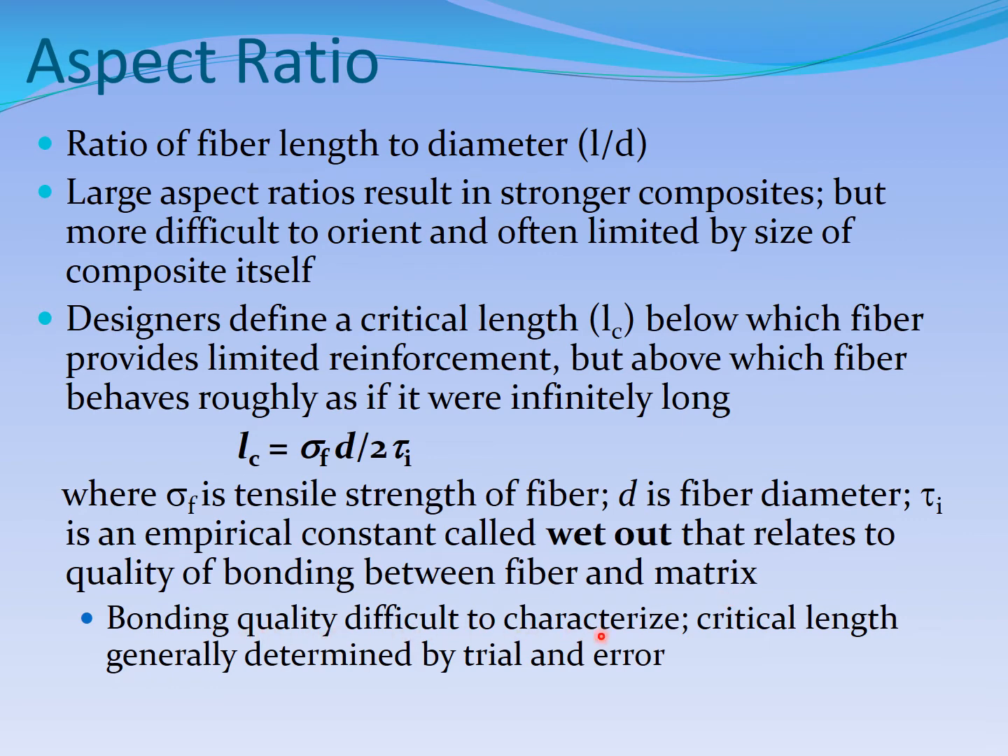Bonding quality is difficult to characterize. Critical length is generally determined by trial and error, right? So we should know the wet out. If we know the wet out, which is difficult to find, then we can define it. But if it is difficult to find out, then the critical length will be by hit and trial. You try 1 centimeter, 2 centimeters, 10 centimeters, and try to find out which is the critical one. If you can find out tau I, the wet out, then you can scientifically predict what will be the critical length.